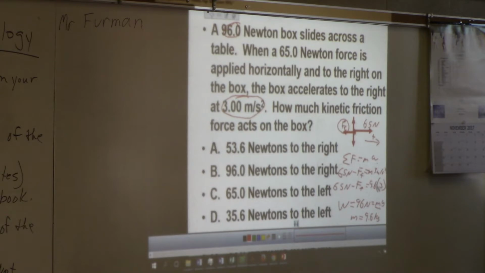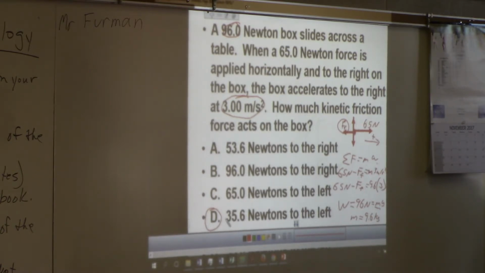It's an algebra problem. To isolate the force of friction, I can add it to both sides, and then take 65 newtons and subtract 9.6 times 3. And I get, let's see, force of friction of approximately 36.2 if you use 10. If you use 9.8, you get 35.6.